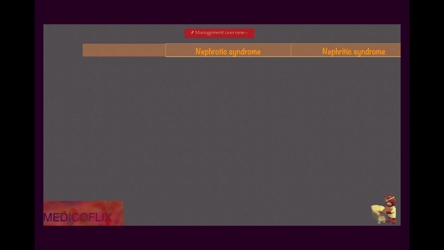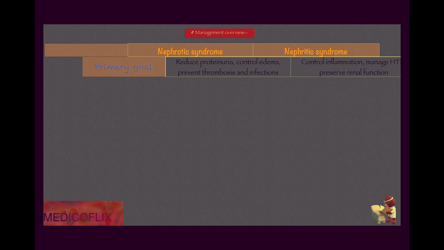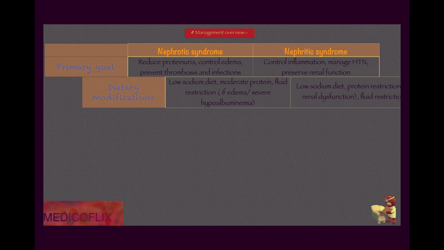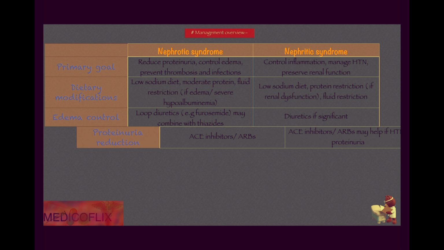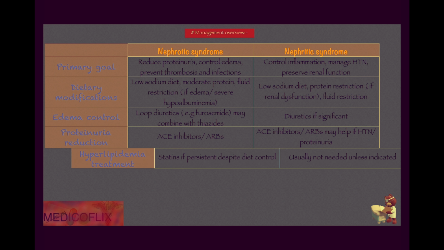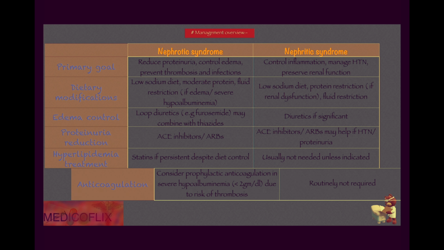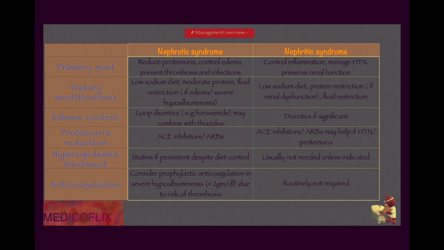So let's see the management protocol of nephrotic and nephritic syndrome simultaneously. So the primary goal in nephrotic syndrome is to reduce proteinuria, control edema, prevent thrombosis and infection, while in nephritic syndrome control inflammation, manage hypertension and preserve renal function. Next, dietary modification in nephrotic syndrome with low sodium diet, moderate protein, fluid restriction if edema or severe hypoalbuminemia, while in nephritic syndrome low sodium diet, protein restriction if renal dysfunction or fluid restriction.